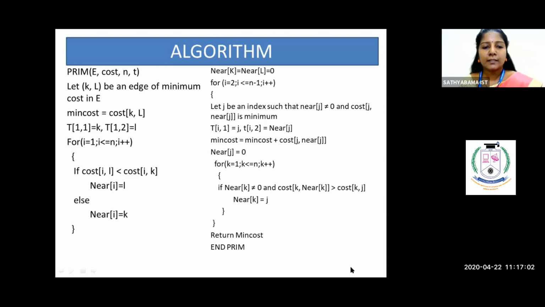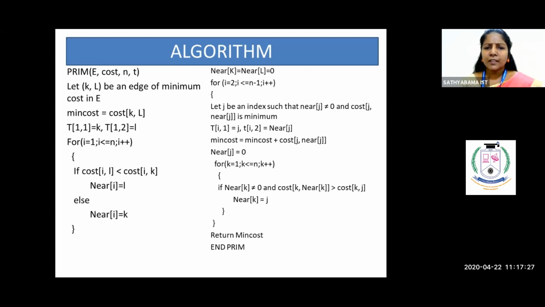So by using this calculation, we are updating the near array. If cost of I, L is less than cost of I, K, then L is updated in the near array, or else K is updated in the near array. Once the near array is updated, we are making the Kth entry and the L entry in the near array 0.